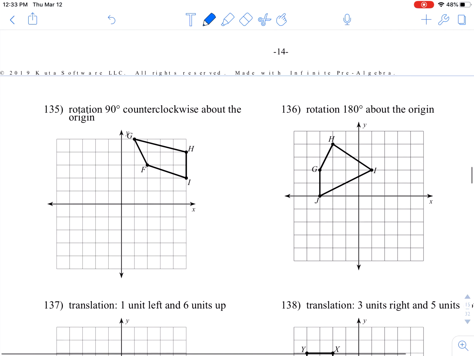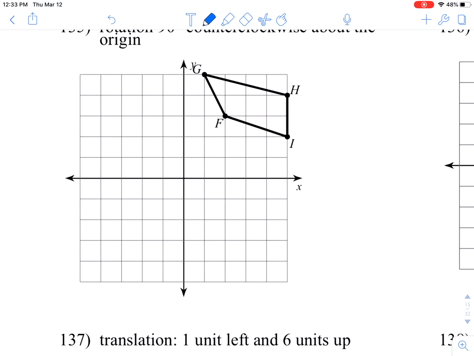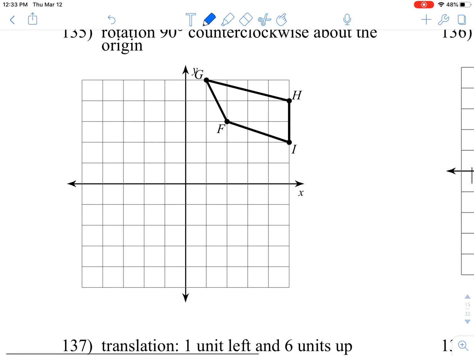For problem 135, there's a couple different ways to do this. The way that most of you learned is you're going to need a piece of wax paper. You're going to start by tracing the origin. I would also trace the corners as well. It helps you line the shape back up. And then make sure you put your points in here. And so I always label mine I, H, G, and F.